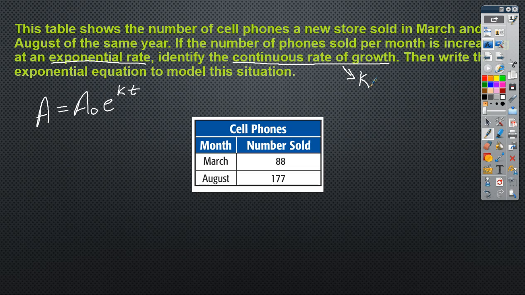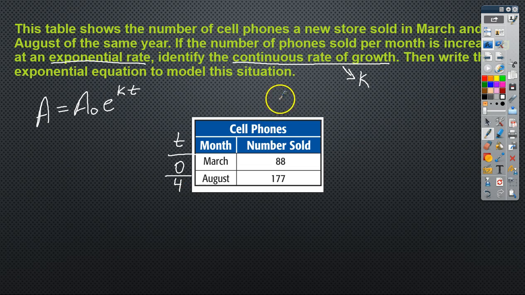Usually they're going to give us 2 data points. And what you're usually going to do is your first data point, your time, so here I'm going to set up t, will always be 0. And your second time, you have to figure out what that is compared to 0. So March, you got April, May, June, July, August. So that's 4. And the number sold is 88 and 177.